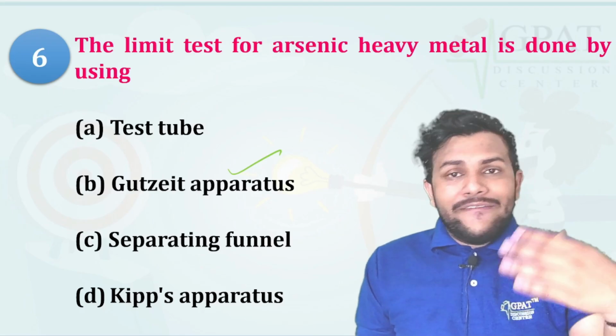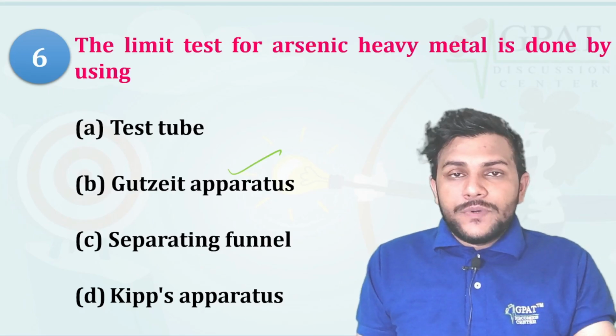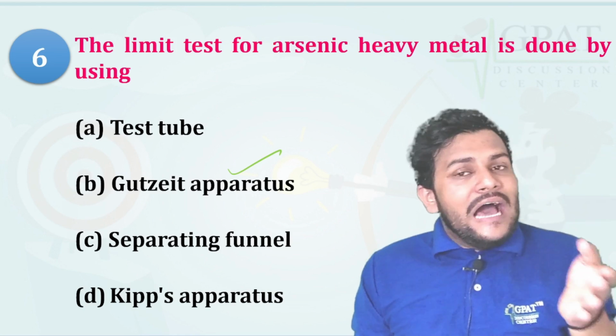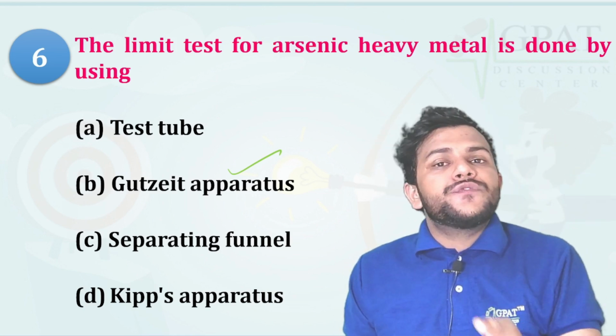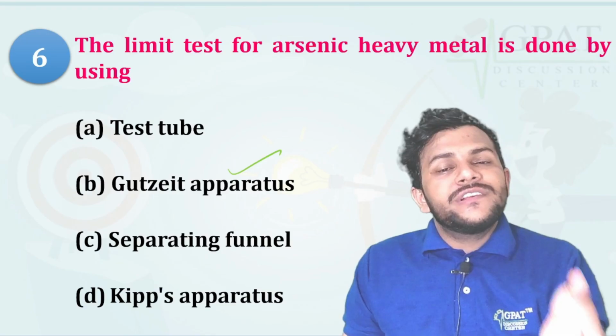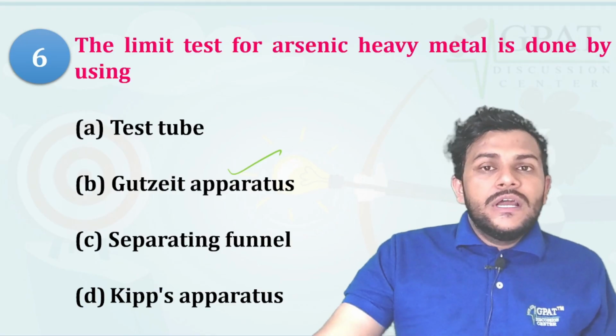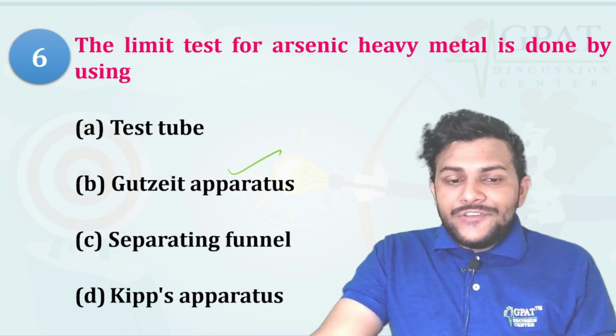Got it? And the lead limit test according to the IP is performed in the separating funnel. In the arsenic limit test, mercuric chloride paper is used, along with reducing agents like stannous chloride, zinc, and HCl, whereas a lead acetate cotton plug is used.